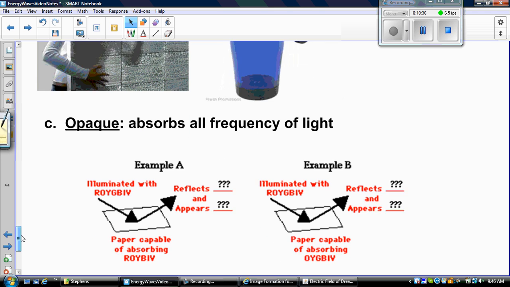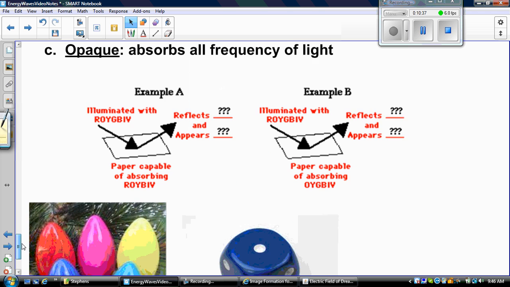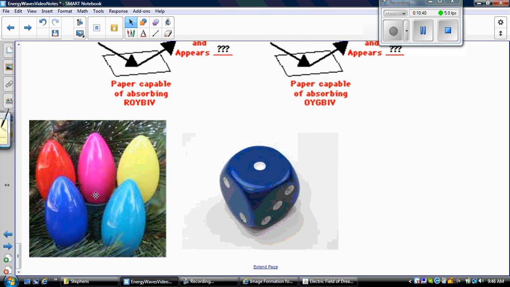Opaque absorbs all frequencies of light. So opaque objects you will not be able to see through. So these are examples of some opaque objects that you cannot see through because they're absorbing all frequencies of light.